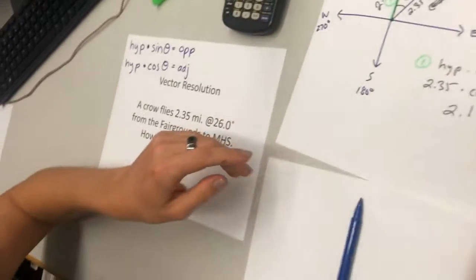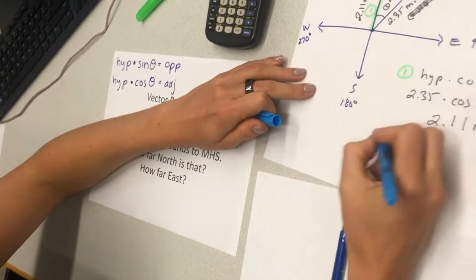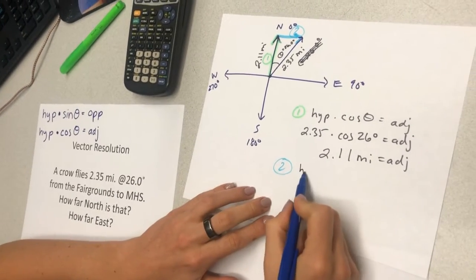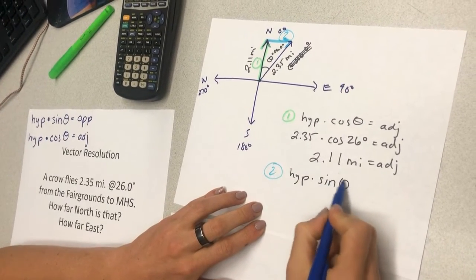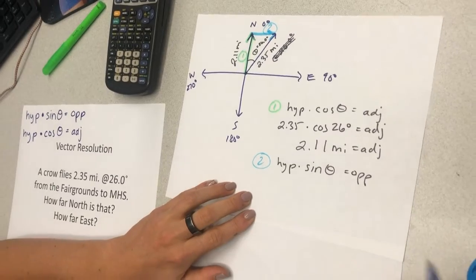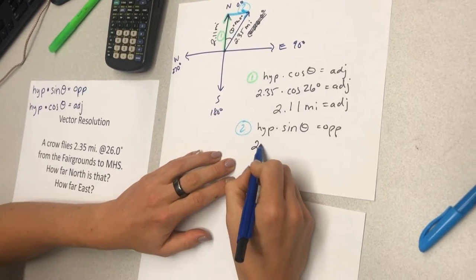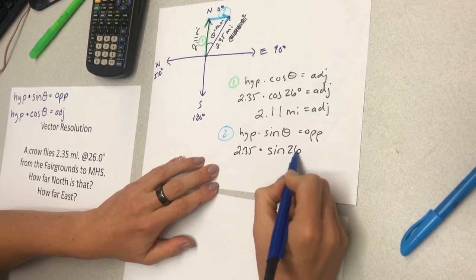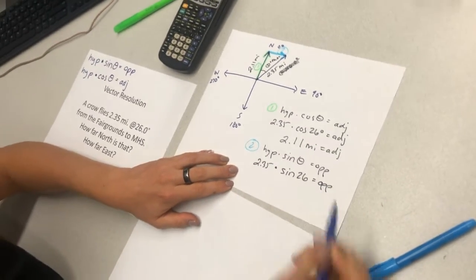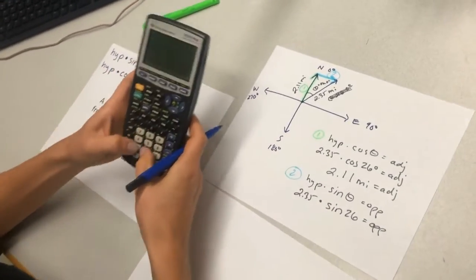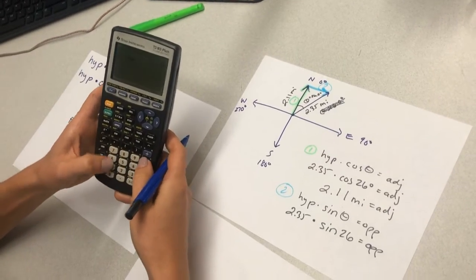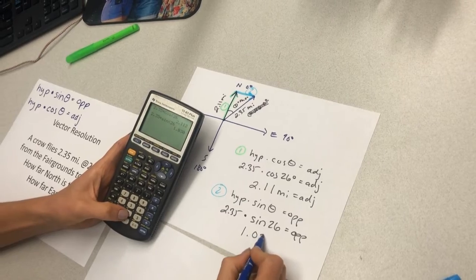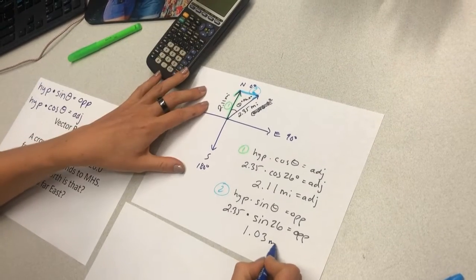So now, let's go ahead and do our second side, our opposite side, which we're gonna use sine for. So hypotenuse times the sine of theta equals the opposite. Plug my numbers in. 2.35 times the sine of theta, which is 26, equals my opposite. Okay, I'm gonna say 2.35 times the sine of 26, and I get 1.03 miles for this one.